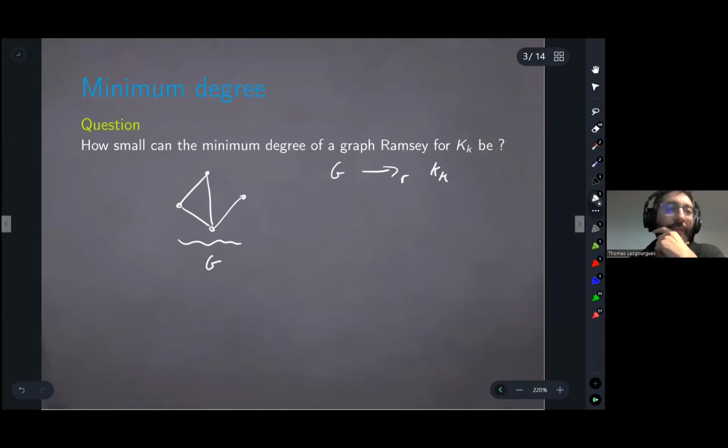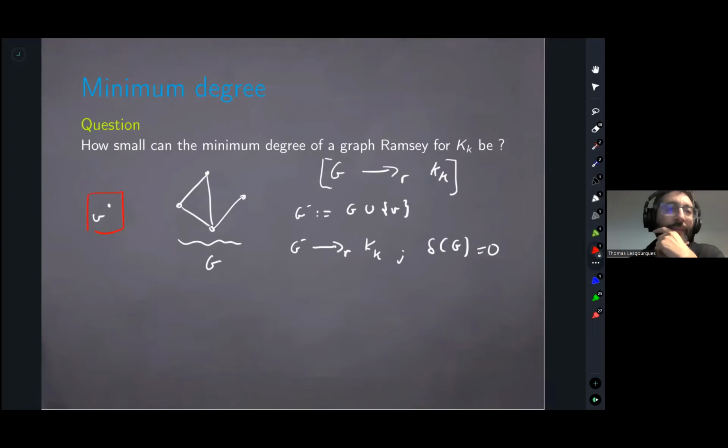So that's fine. But now what I can do is add a new vertex V, and define G prime to be just G union V. So it is G with just one vertex. There are no additional edges, just this one vertex. And the point is, if I try to color G prime with my colors, because G prime contains G, and because G is Ramsey for K_k, I will end up with a monochromatic copy. So I know that G prime is also Ramsey for K_k. And the issue now is that the minimum degree of G prime is 0, because I have this vertex here, which is degree 0.